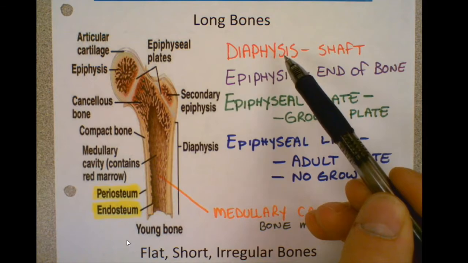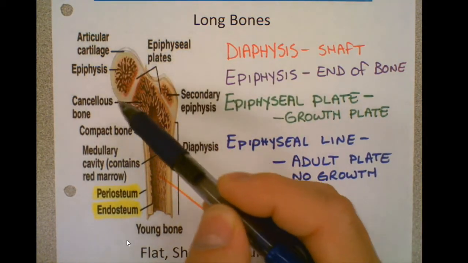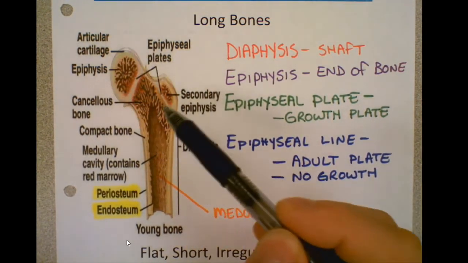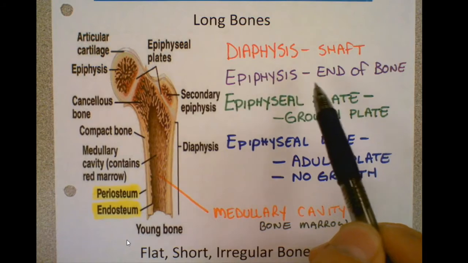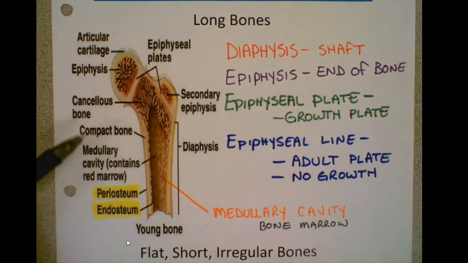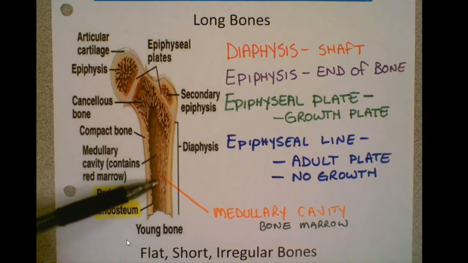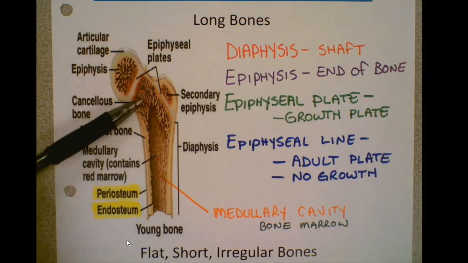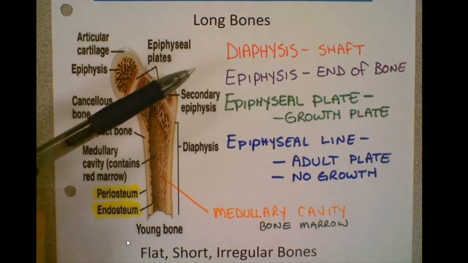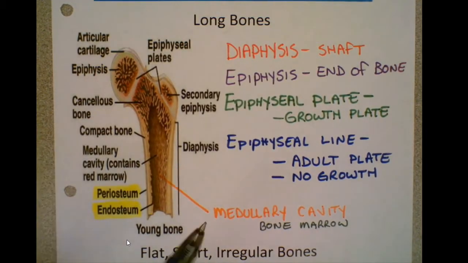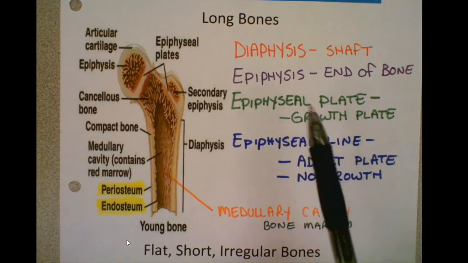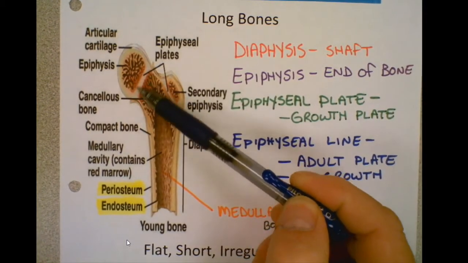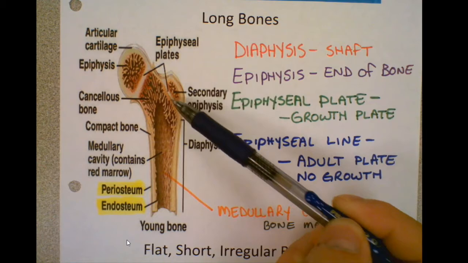It's the shaft. The two ends, the head and then the distal end of the long bone, are both called the epiphyses or an epiphysis. They're the ends of the bone. So if you look at this diagram here, I've got the diaphysis, this long shaft, and then the head of the bone is called the epiphysis. Now the epiphysis contains epiphyseal plates, and you can see the epiphyseal plate. There's two of them in this diagram.